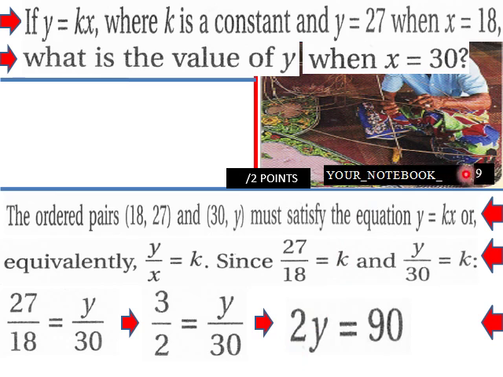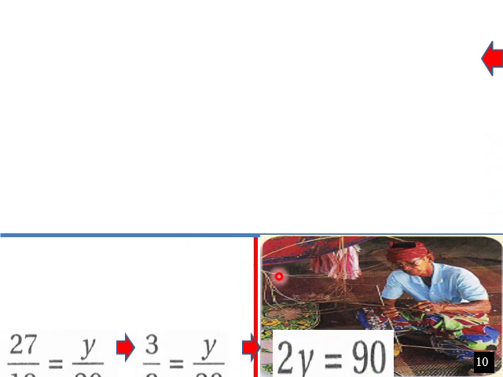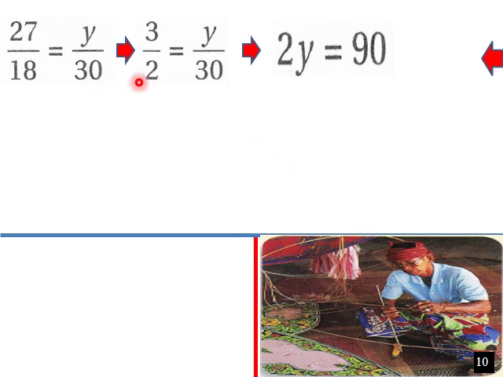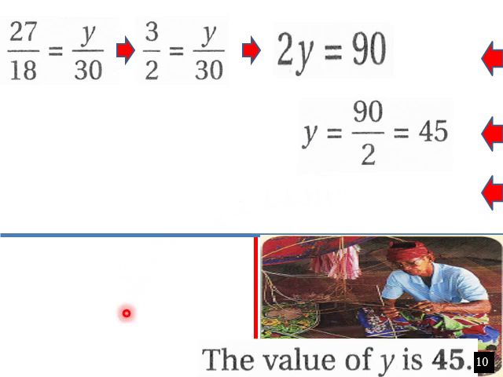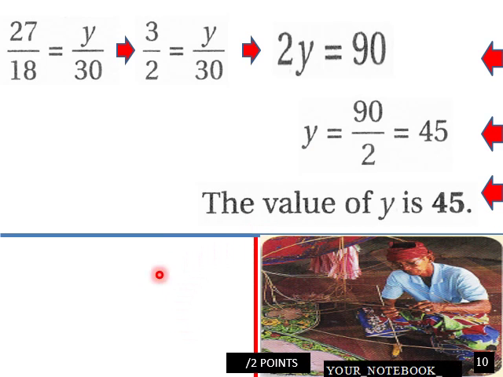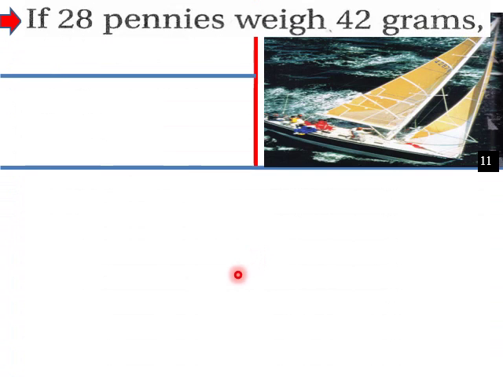This is in your notebook, page 9. Page 10 in your notebook. So we're at this point here, 2y equals 90, and then we just solve for y. The value of y is 45. This is notebook page 10, if you're using a note-taker, which you can get at that email.